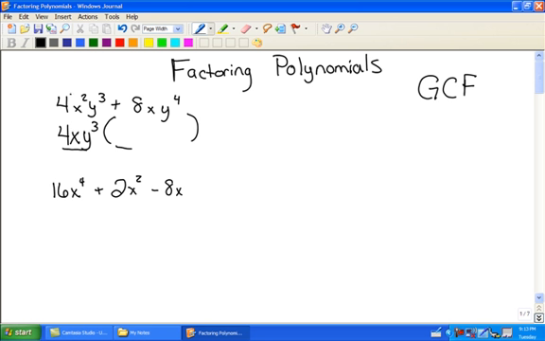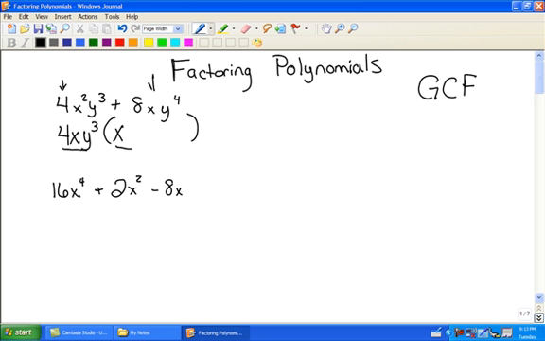we started with. Notice we already have the 4. We need another x in order to make x squared. We already have the y to the third. So 4xy cubed times x will give me 4x squared y to the third.